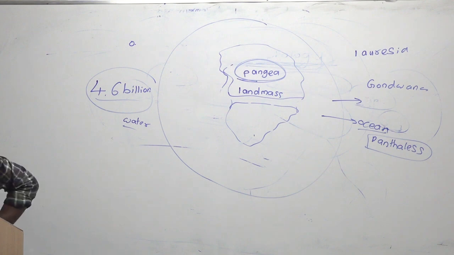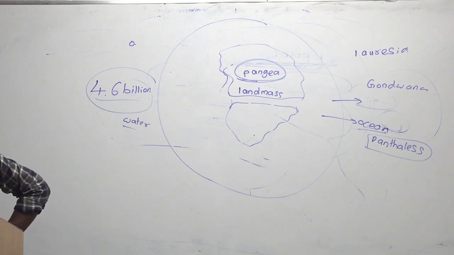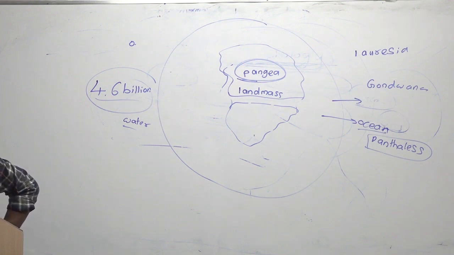Endogenic means the phenomenon which is happening inside the earth. Next, example: volcanic eruption.